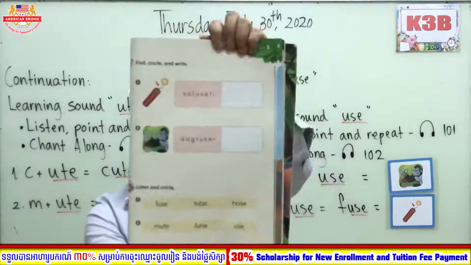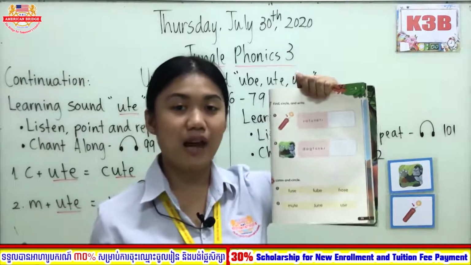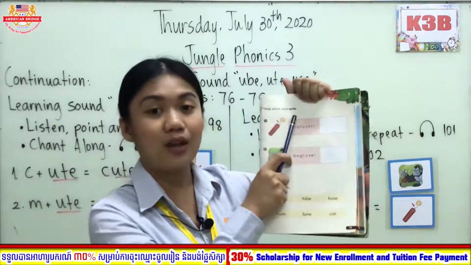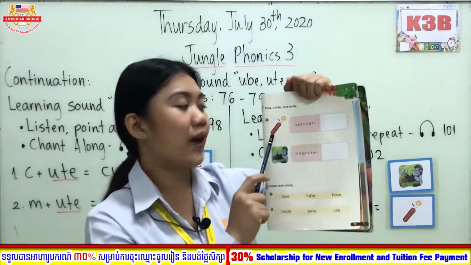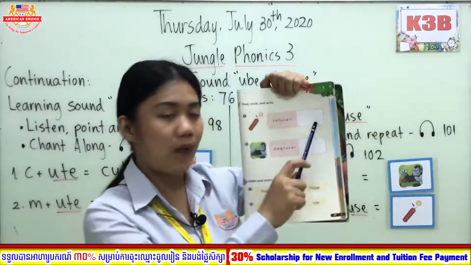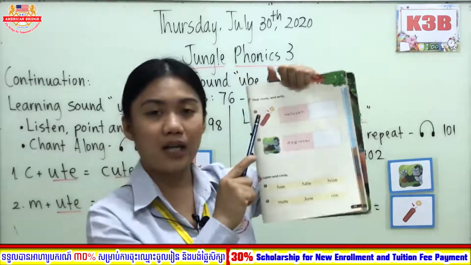Page 79. Now, for our second exercise for learning sound use, you need to find, circle, and write. So, we need to find the correct word, circle that word, and write the word. So, let's start. Number 1, what is this?